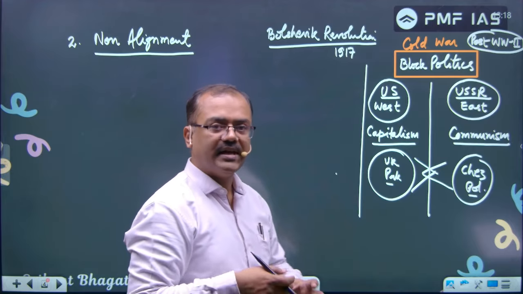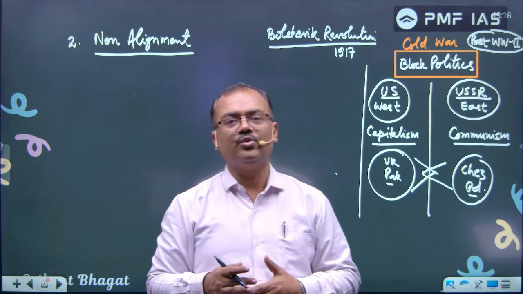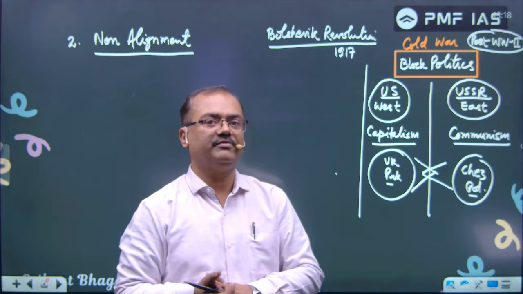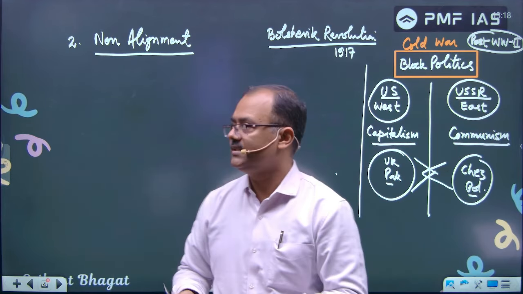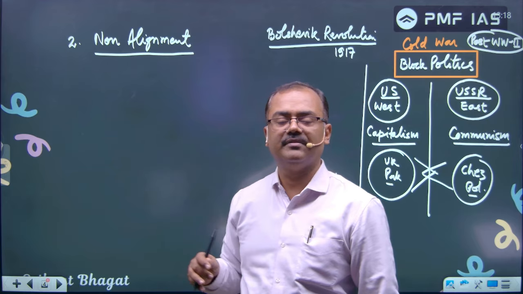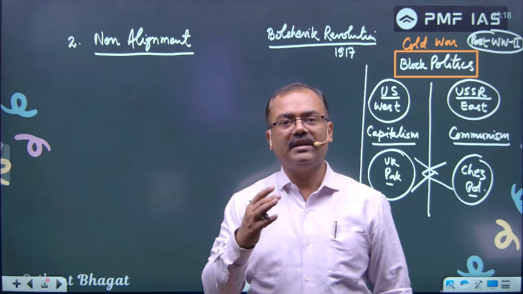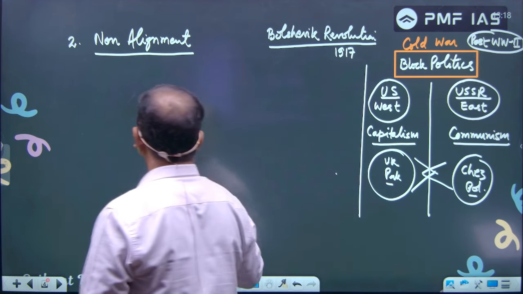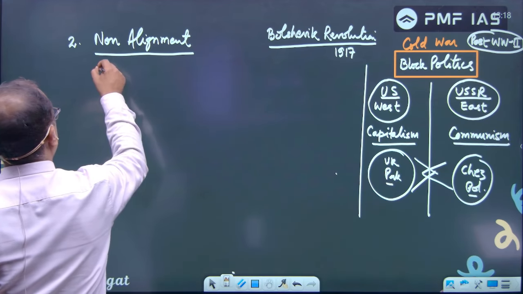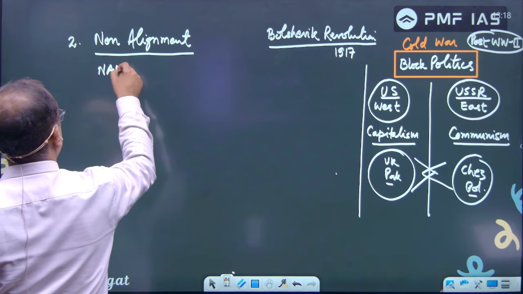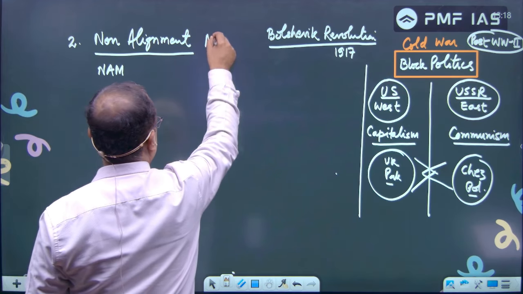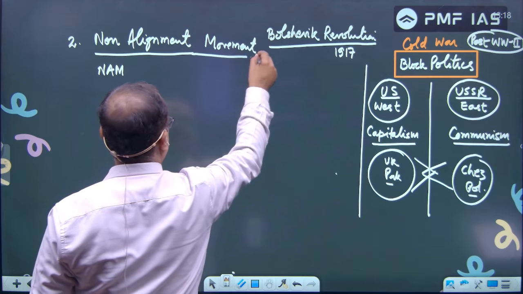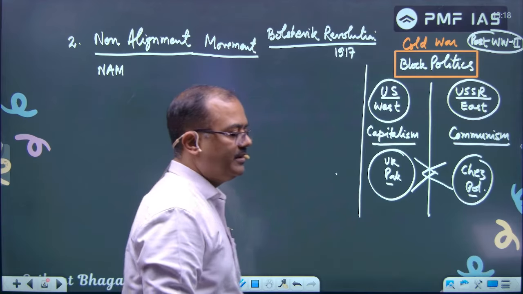Nehru, Nasser, Sukarno, Marshal Tito, four prominent leaders of the world. This is what I am discussing: non-alignment, or NAM, the non-aligned movement. So there emerged the idea of NAM, non-alignment movement. M stands for movement.